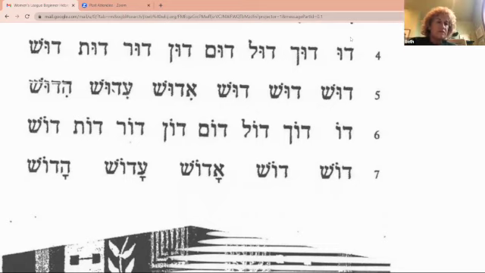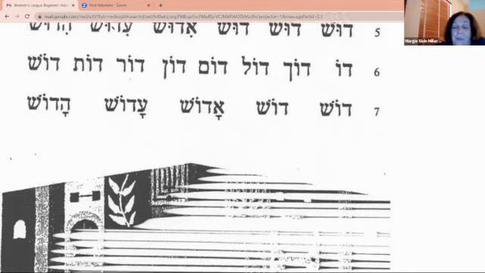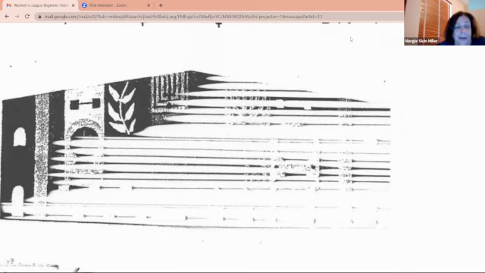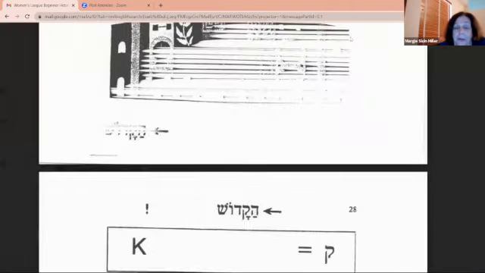7. Dosh, hadosh. And yes, but look at how close the O vowel is to the Shin. You've got a bunch of little dots up there. You have to just make sure it doesn't confuse you. Yeah, it is what it is. Okay, and we have a little picture of, I don't know what. I don't know what that is supposed to be, but whatever.